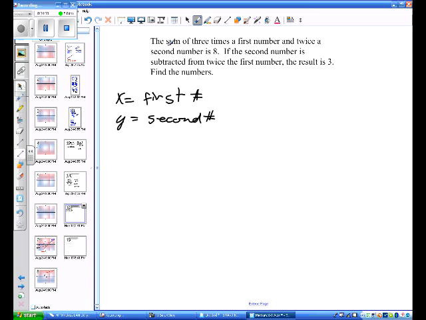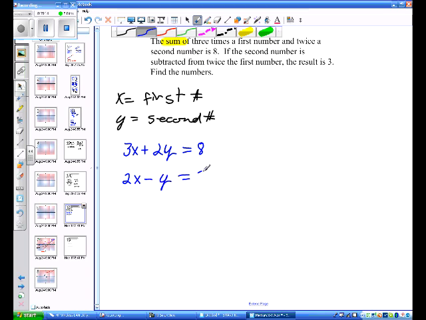Okay, and it says the sum. Now again, sum means to add. So the sum, that's going to be important. We're going to add 3 times the first number. So 3x plus, so the sum of 3 times the first number and twice the second number, 2y, 3 times the first and twice the second is 8. So that gets us one equation. Then it says if the second number is subtracted from twice the first. So if we do twice the first minus the second number, the result is 3.